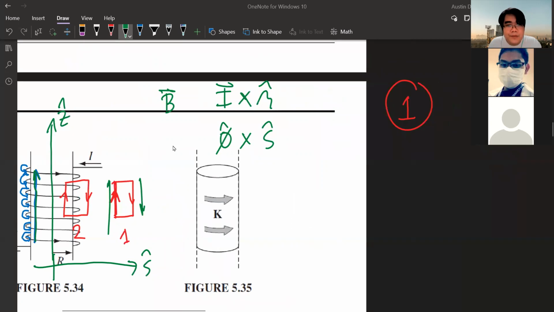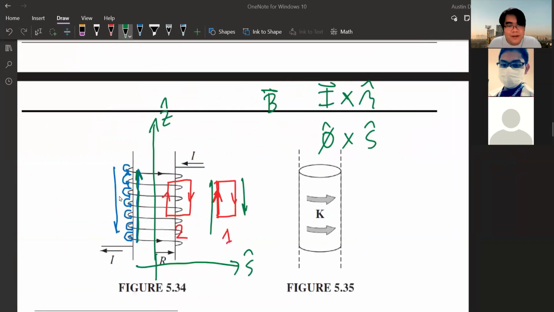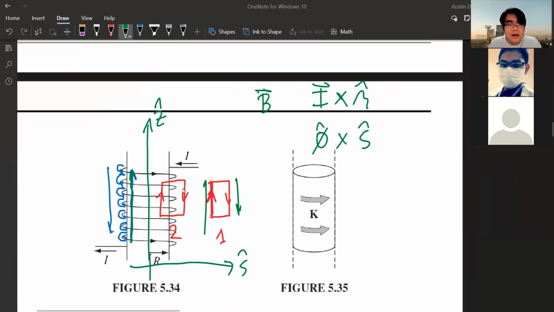Sir, pa-clarify po ko saan nakaposition yung loop number 1. So, sabihin natin yung position ng loop number 1 ay some distance A, some distance B. Okay?